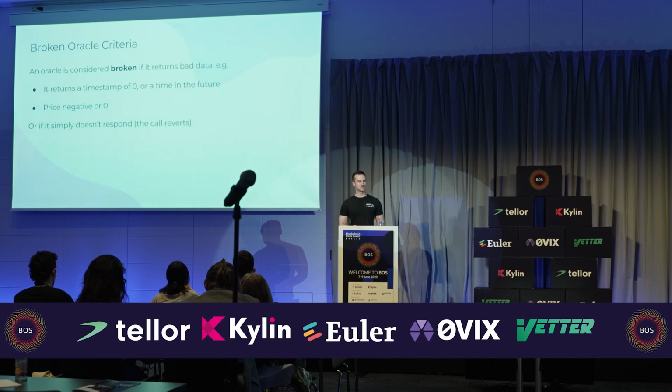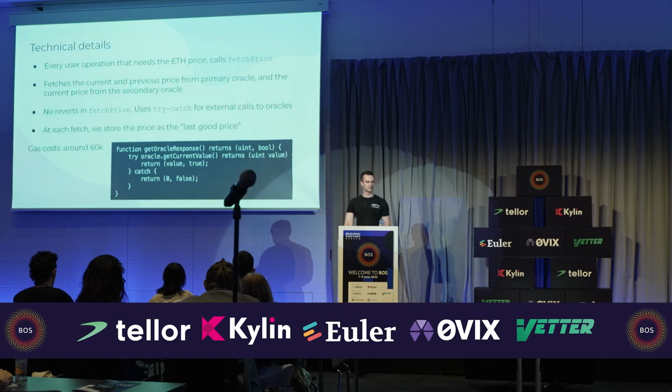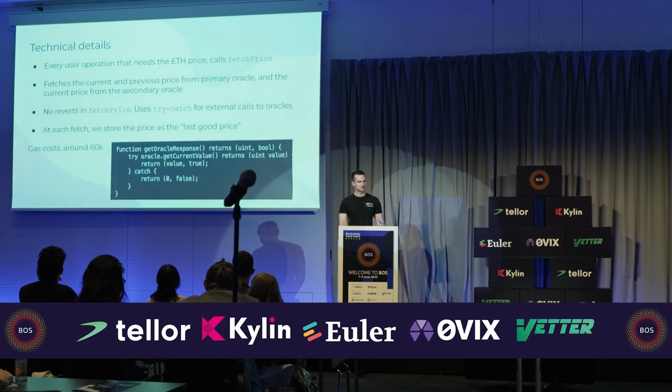So when do we consider an oracle broken? Basically, if it's returning bad data or weird data. If the timestamp is in the future, or it's a negative price, or it's just not responding properly. And if the primary is broken, it switches to the fallback. So, just a couple of technical details.